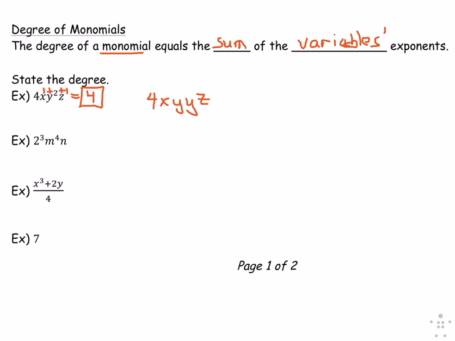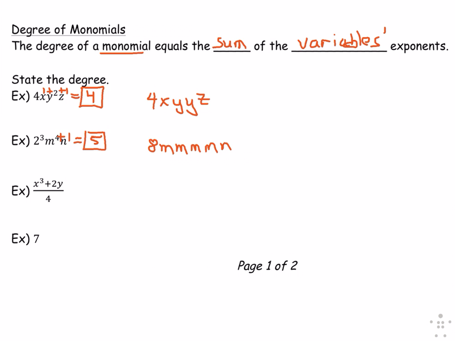It's just coincidence that the coefficient is 4. And the next one, if you wrote it out, 2 cubed being 8, of course, and it's all about the variables anyway, so m to the fourth is 4 m's multiplied together, and then times an n. There are a total of 1 plus 4, or 5 unknowns, making the degree of this monomial the sum of those powers, which is 5.